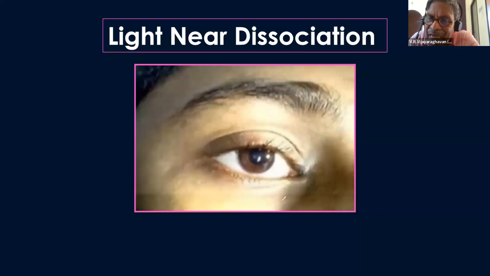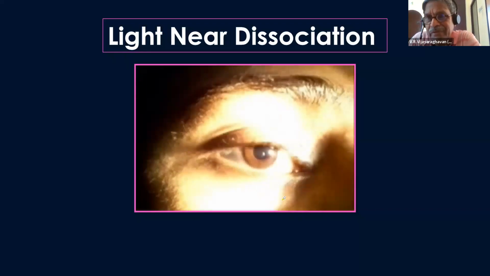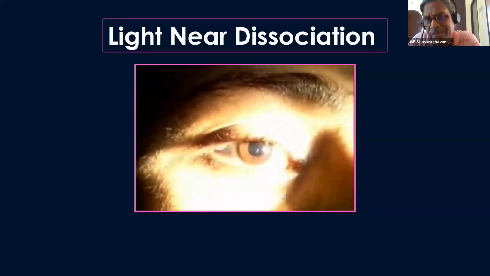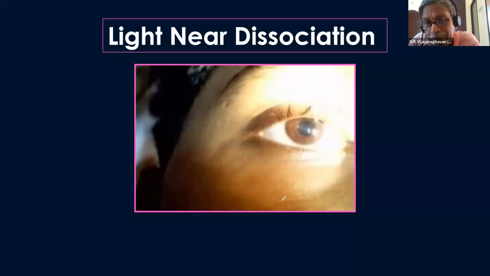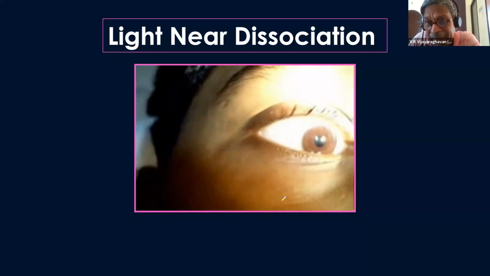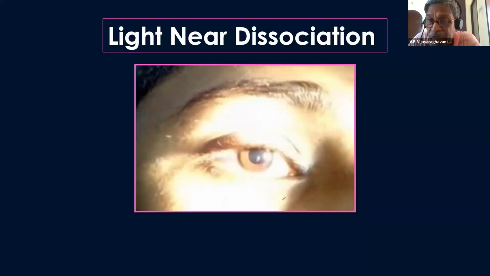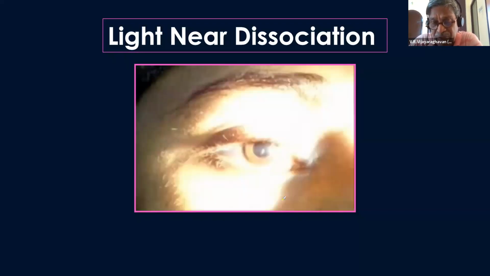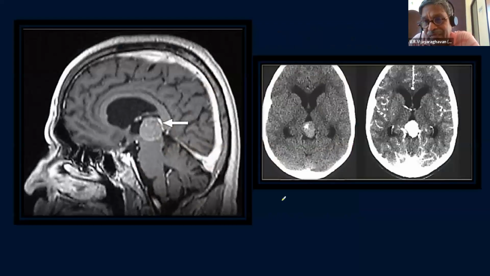That's why when you have dorsal midbrain problems, with pressure coming from the top, like pineal body tumors, they can compress your midbrain dorsally. The light reflex may be absent, while for near it may be working. It's called light-near dissociation. In this patient, actually, we have detected some problems in the brain, above the midbrain area. That's called dorsal midbrain syndrome.